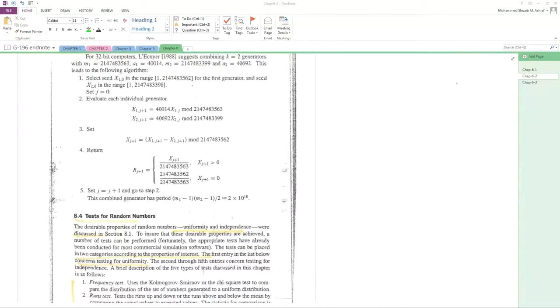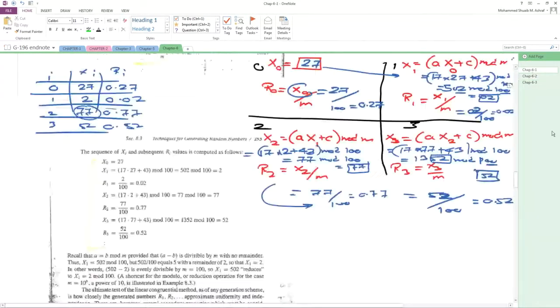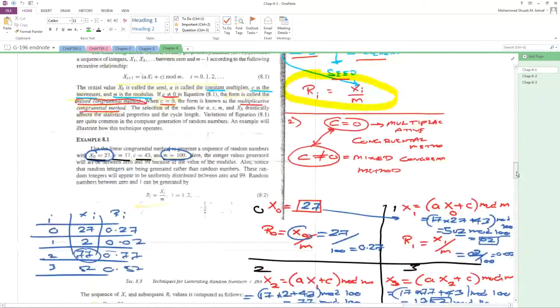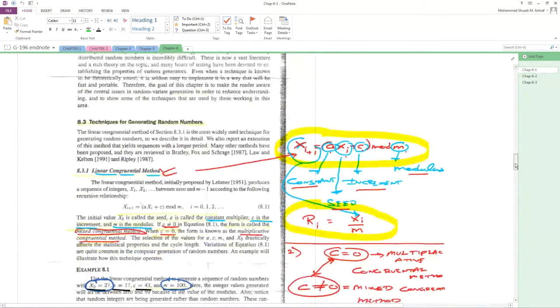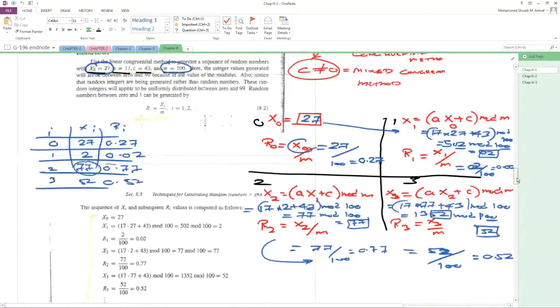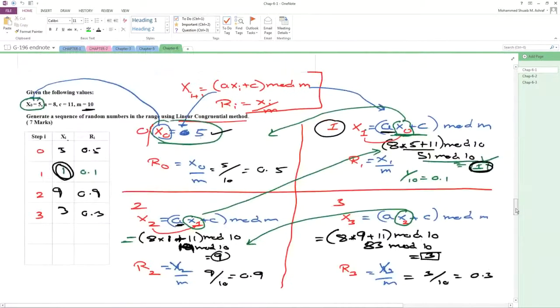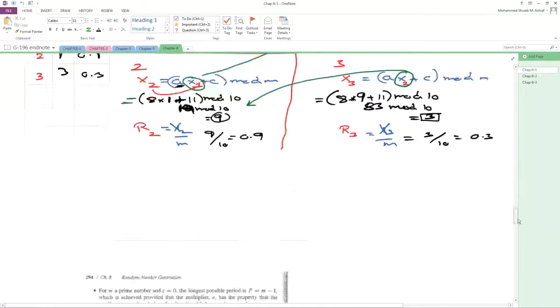Okay, in the last class, we finished this formula, the linear congruential method. We solved two questions, one question from the book, and one question I had given, and I solved that question.